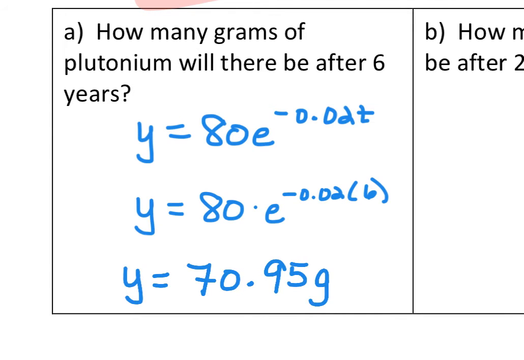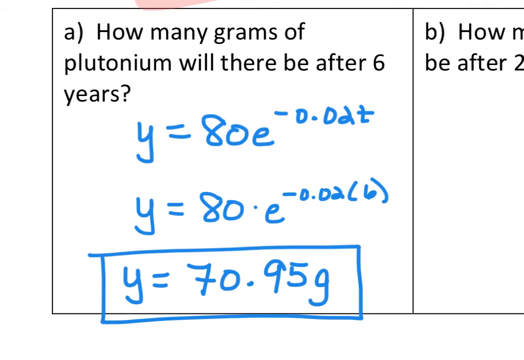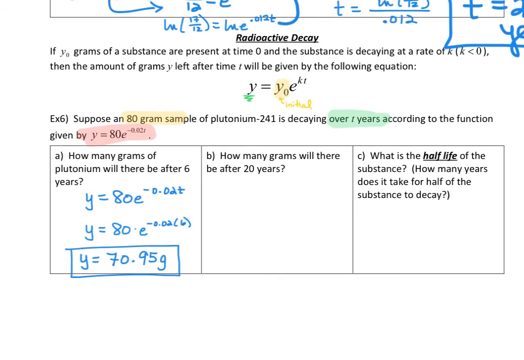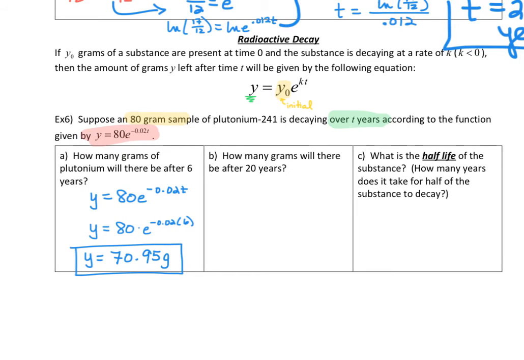70.95 grams. And so after 6 years, if you started with 80, if the decay rate of plutonium is 2%, or negative 0.02, then you'll have 70.95-ish grams of the substance left after 6 years. So what I want you to do is try B and C on your own, and I will come back in a minute and give you the answers.